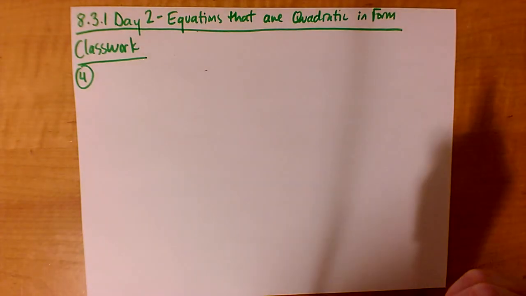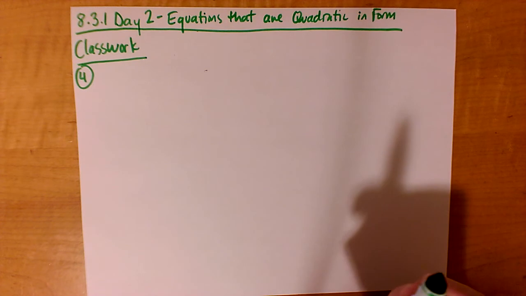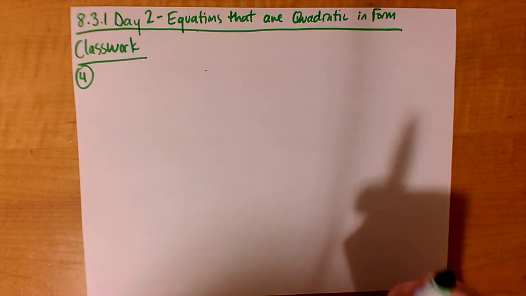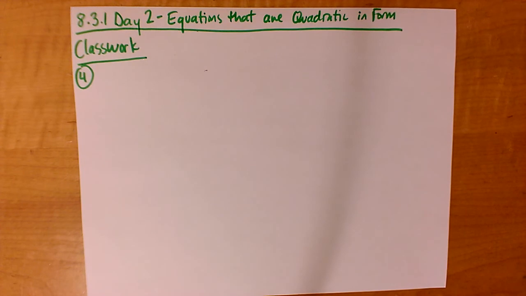Algebra 2 Part 2. This is the second day of 831. We're solving equations that are quadratic in form. So, a reminder about these things: the greatest exponent is double your exponent on your middle term, and you can use your exponent on your middle term in your parentheses when you factor. And a lot of these we can solve like quadratics, and we can go ahead and factor them to solve.